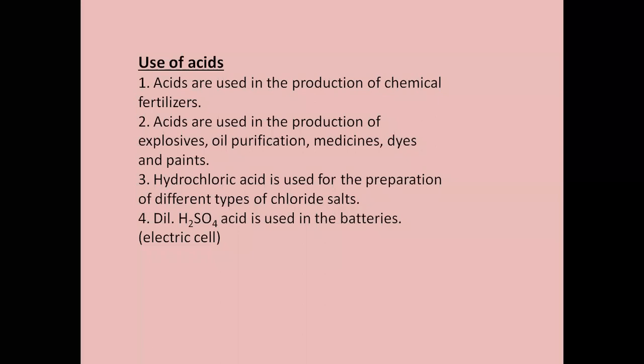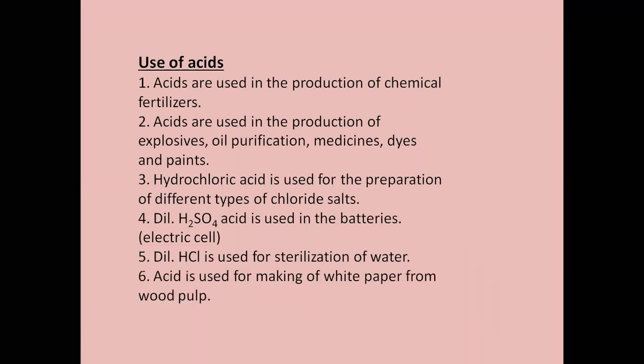We know the difference between dilute and concentrated, isn't it? Do you know the difference? What's the difference between dilute and concentrated? Dilute means it is mixed with water, and concentrated means the pure form of acid. They're used in batteries, that is electric cell, and dilute acid is used for sterilization of water. Acids are also used for making white paper from the wood pulp. DIL is the short form for dilute acids.